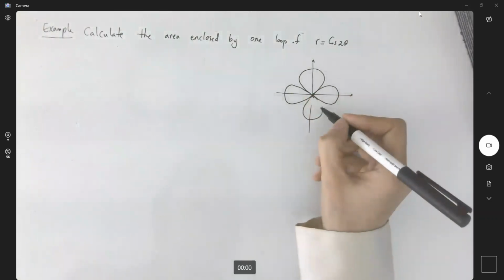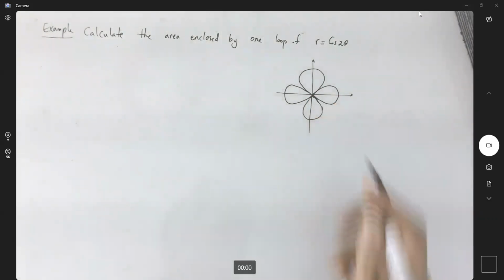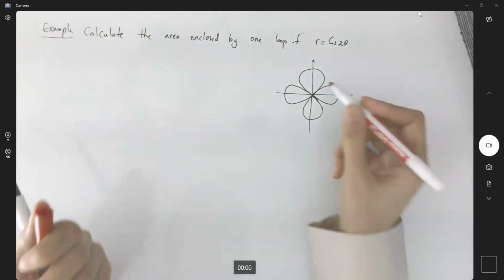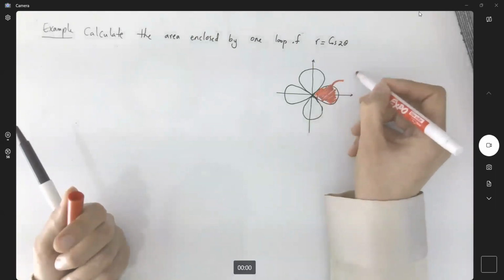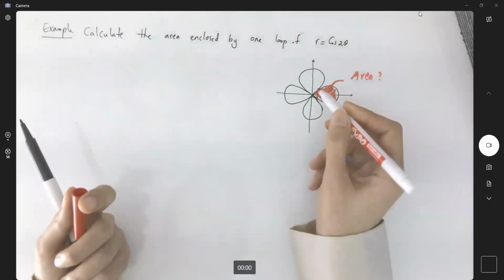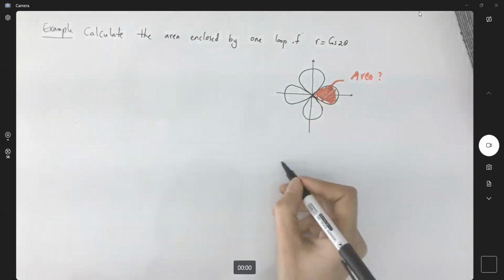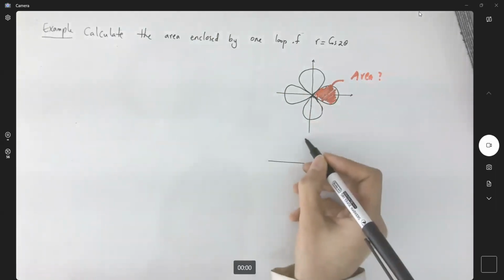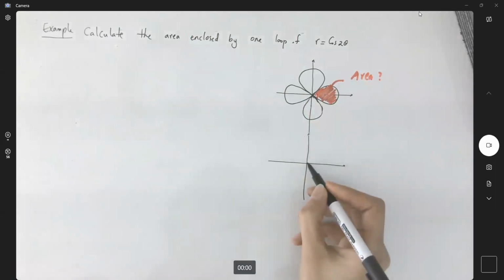And we want to know what is the area of just one loop. One loop, so let's just take this loop here, and we want to know what is this area. You can calculate either of these loops. It doesn't matter. You get the exact same result. Take a look at this one loop here to understand its behavior a little bit better.